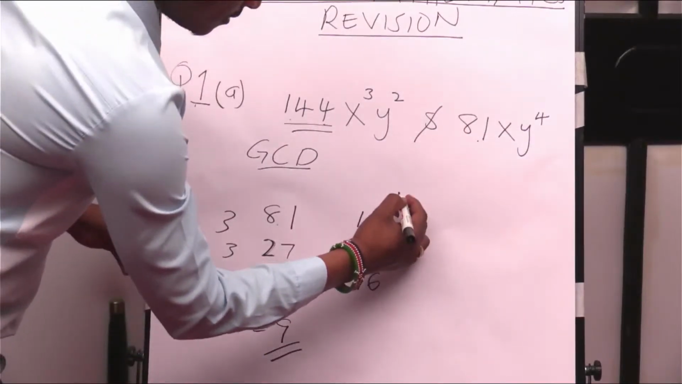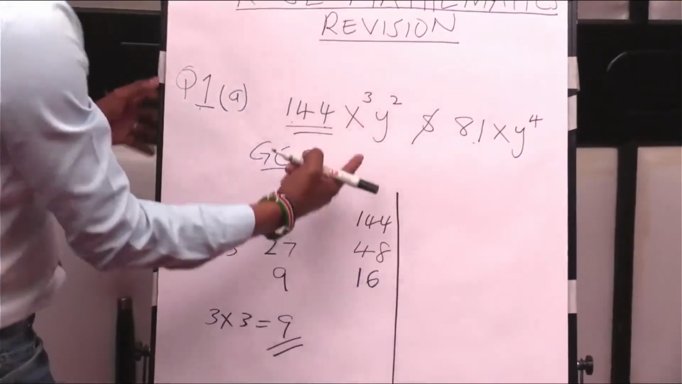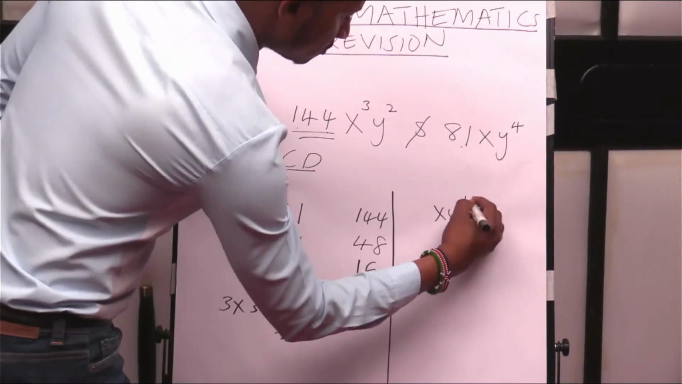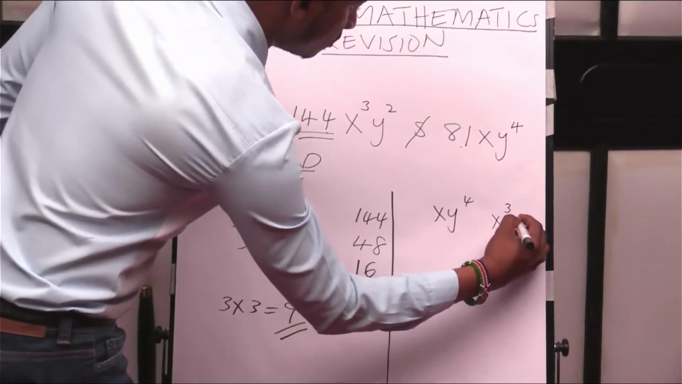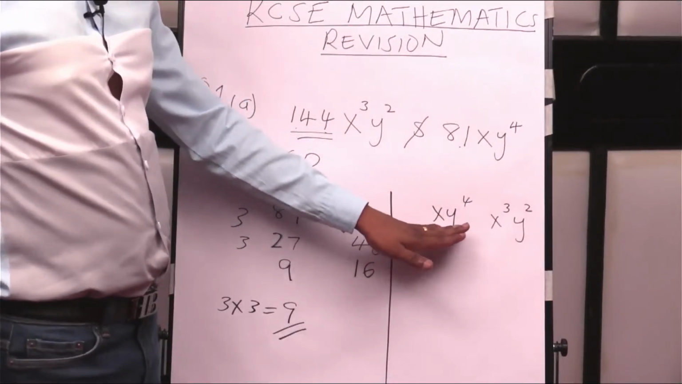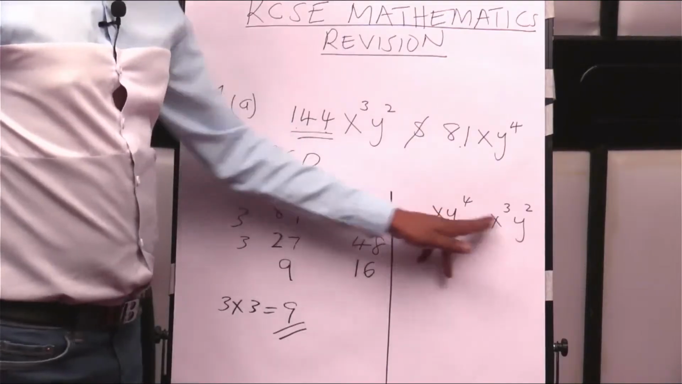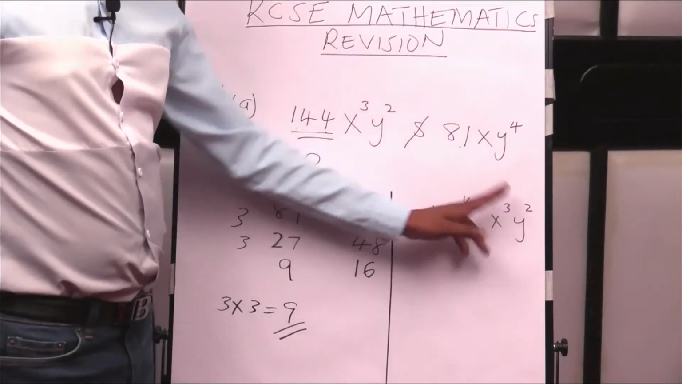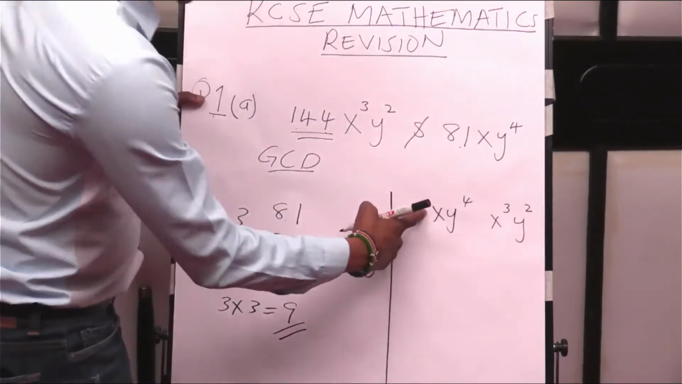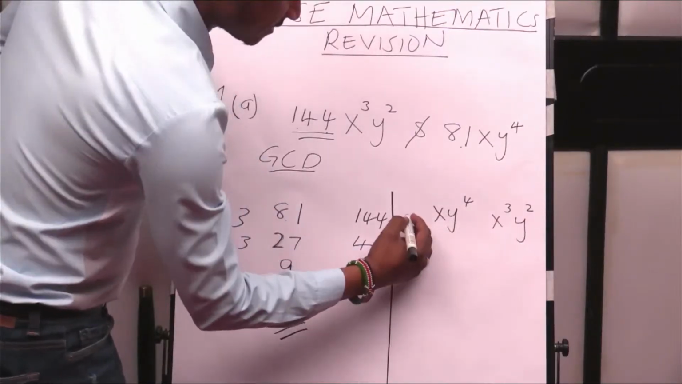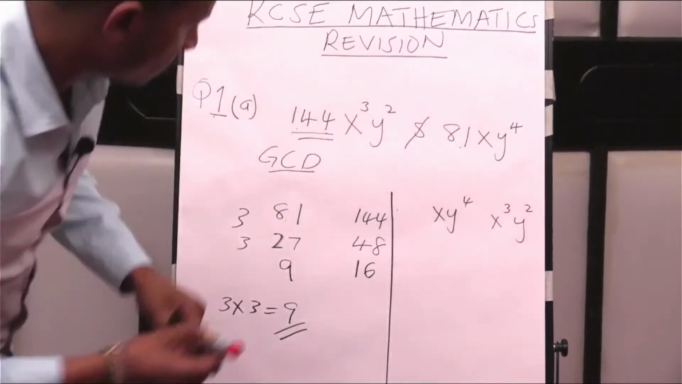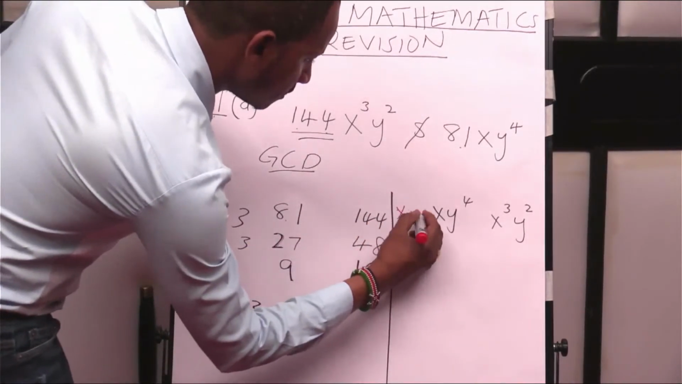Then again, come this side, we will get the GCD of x y raised to power 4 and x cubed y squared. Which is the common letter or letters that can divide these two terms with their powers without a remainder? What is common in both is x and y. So put x and y here.